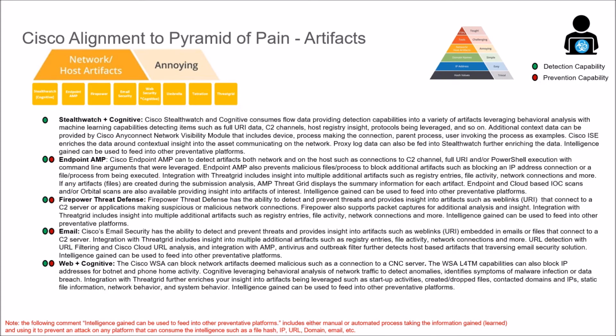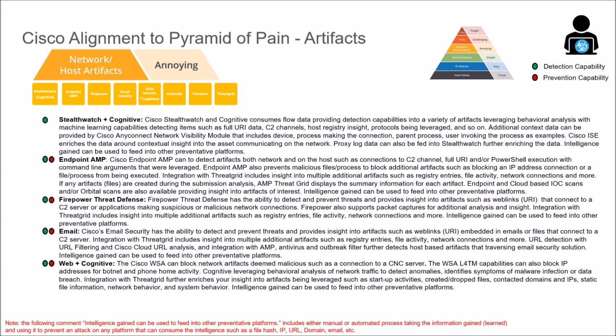URL detection and URL filtering and Cisco Cloud URL analysis and integration with AMP. Antivirus and outbreak filter further detect host-based artifacts that traverse the email security solution. So intelligence gained here can be used to feed into other preventative platforms.